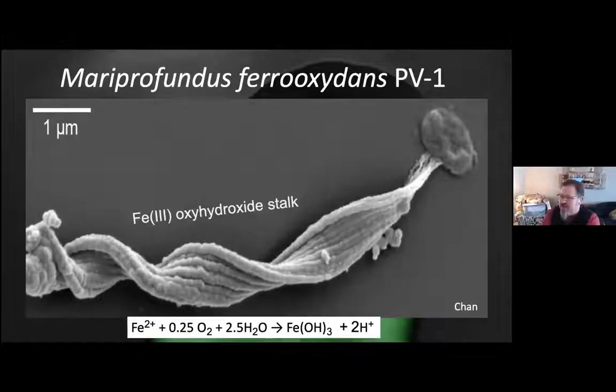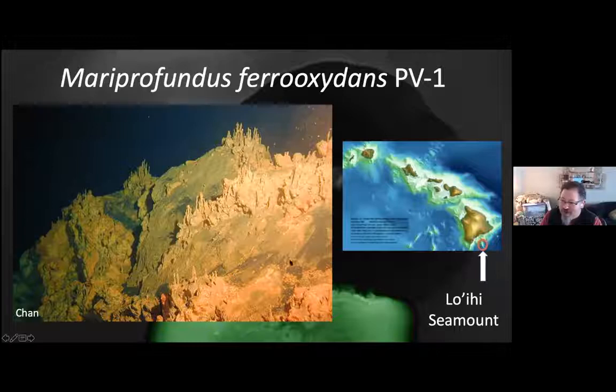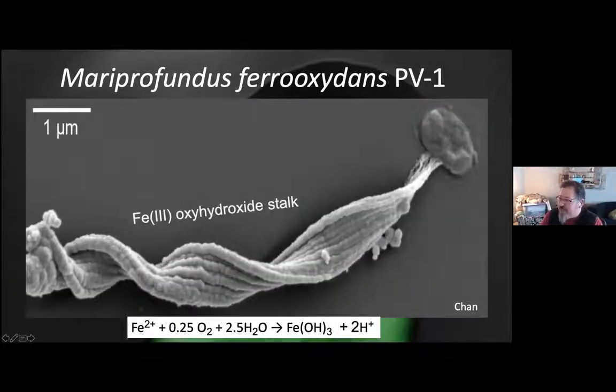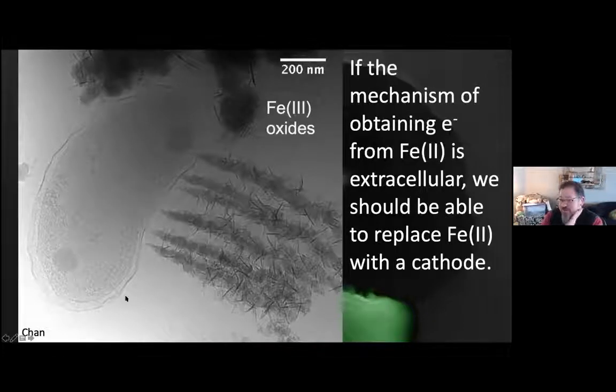Here's an SEM image of this taken by Clara Chan. You can see this iron oxide stalk made by these little bacteria. Oh, I should point out, almost all the iron that you see here is made by these little bacteria. And then here's a TEM image also taken by Clara. You can see these guys have two membranes like Shewanella and E. coli, but then they've got these iron oxide filaments coming out of the side of the cell.